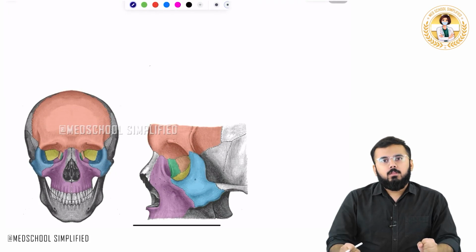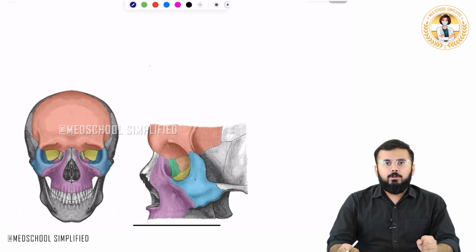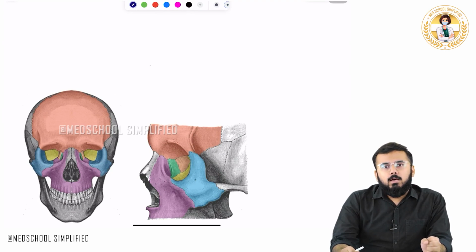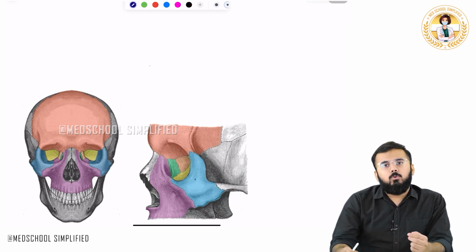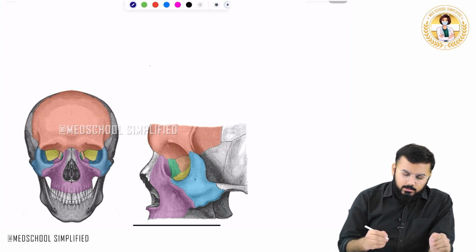Hello guys, now we shall be discussing the bony orbit. We shall discuss what the contents of this bony orbit are, and what the different structures passing through the foramens present within this bony orbit are. We shall also discuss the walls of the bony orbit. So first of all, what is this bony orbit?